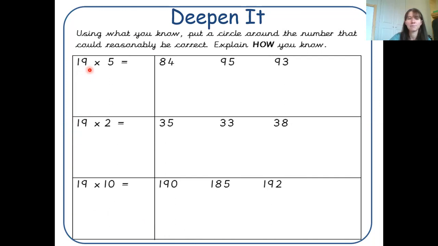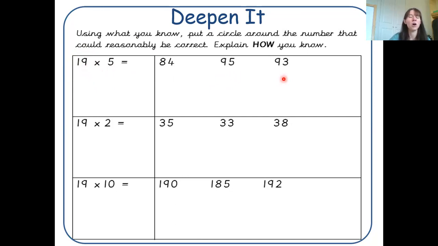if you've already spotted, we've got some bigger numbers here and these are a little bit tricky. So we've got 19 multiplied by 5. Could that be 84, 95 or 93? Well, if you use the strategy like we've just used in the Secure It, you could partition this 19 and do 10 lots of 5 and 9 lots of 5 to work out which the answer would be.